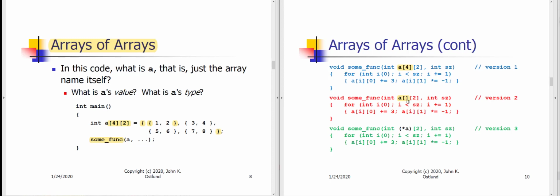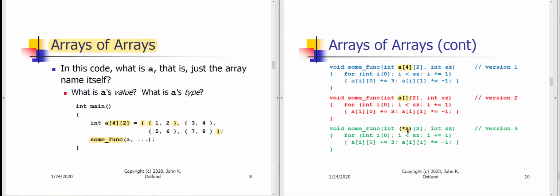Or, rather than using the syntactical sugarcoating of the array notation, I can say that A is a pointer to an array of 2 ints. And all 3 of these implementations of sumfunc are exactly equivalent to one another in terms of the code the compiler generates. Now, array notation has higher precedence than the indirection operator with star. Consequently, the parentheses that I've used here around star A are vitally important.